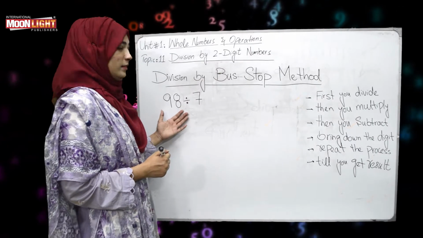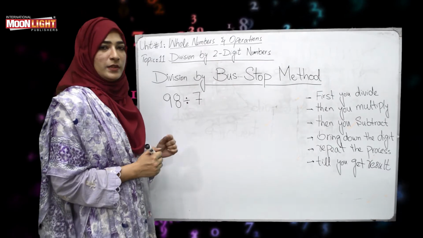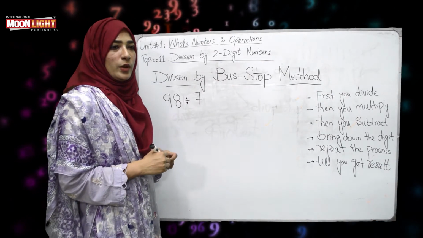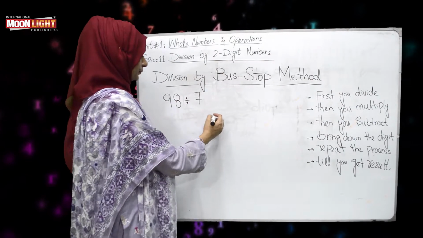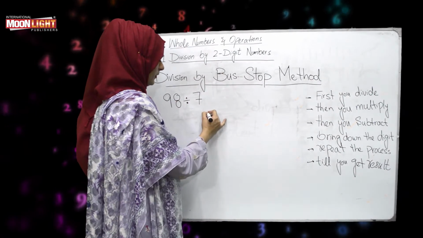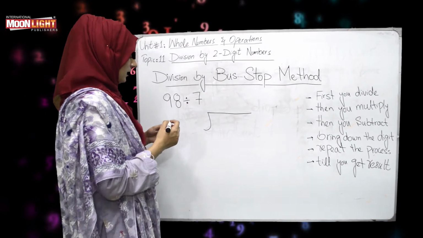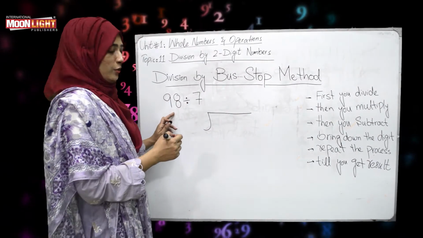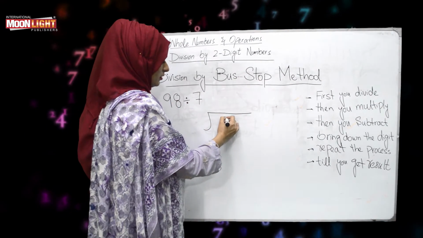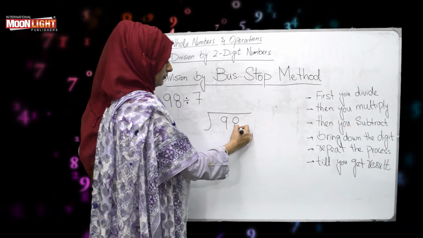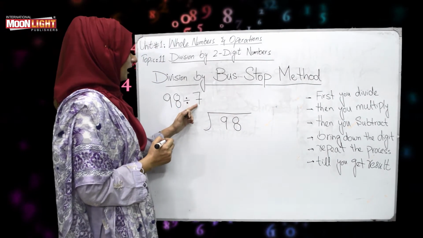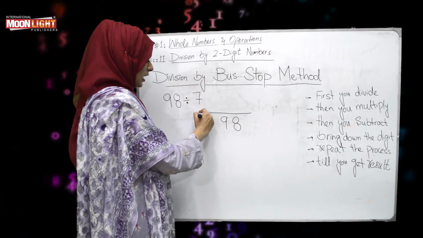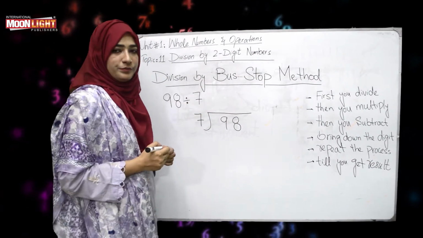Here is a question, 98 divided by 7. This question needs to be converted or written in the long division form. Let's do it. We are going to write 98 under the division symbol. This is known as dividend. Now we are going to write divisor outside the division sign.